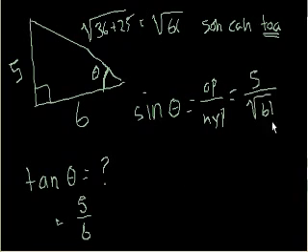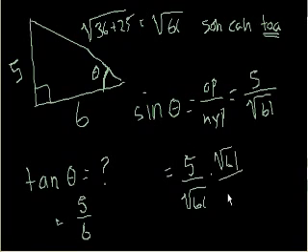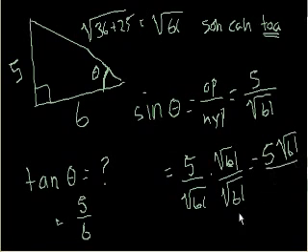And a lot of people don't like irrational denominators, so we can rationalize the denominator. And we do that by multiplying the numerator and the denominator by this square root of 61. So if we say that this is equal to 5 over the square root of 61 times the square root of 61 over the square root of 61, right? We're just multiplying it by 1 because this is the same thing, top and bottom. This equals 5 square roots of 61 over, what's the square root of 61 times the square root of 61? Oh yeah, it's 61. So the sine of theta is 5 square roots of 61 over 61.